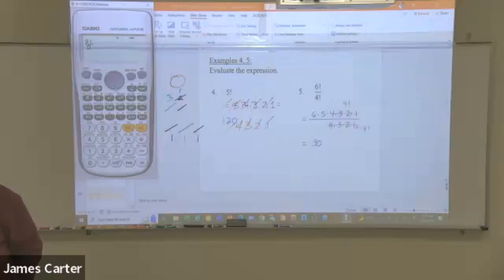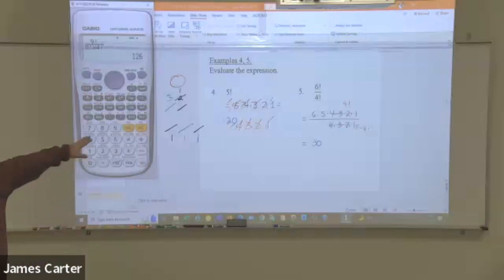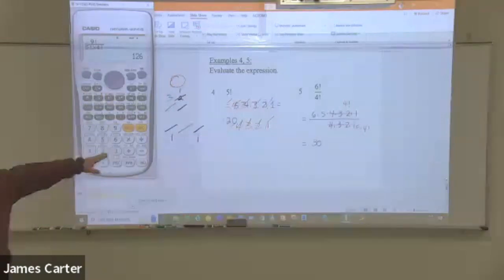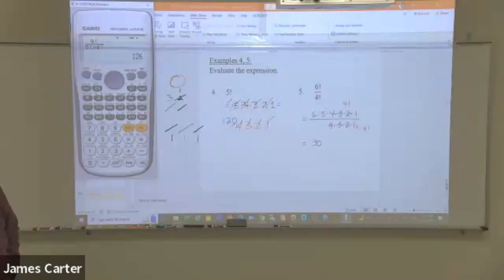And then I go down. And in this case, I'm going to put in 5, shift, factorial key, times, what's my other one? 4, shift, factorial key, and get out of that. Like I said, it's faster to do it this way than it is to put it in the calculator. But you can. And now you learned where your factorial key is.